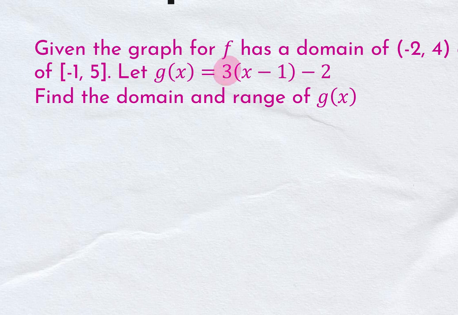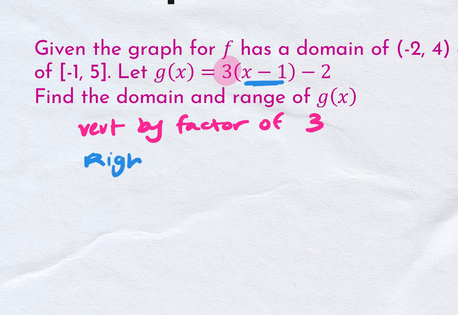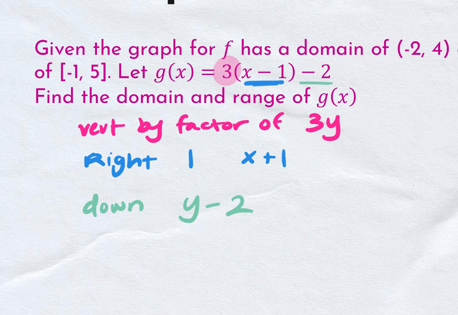So a 3 on the front causes what kind of dilation? Vertical by a factor of? By factor of 3, okay? Then the -1 inside, right 1, which means I take my x and I add 1 to it. So the vertical means that I'm going to do 3 times y. And then the -2 at the end, down 2, which means I'm going to take all my y values and subtract 2 from them. But that has to happen after the stretch.